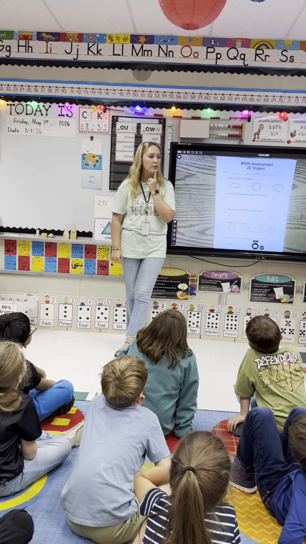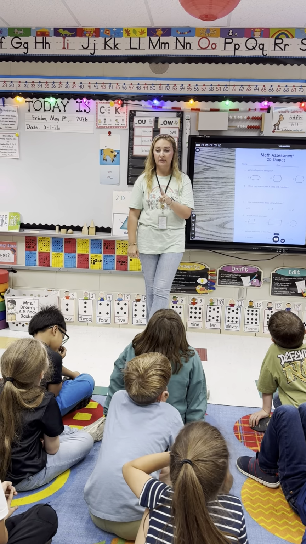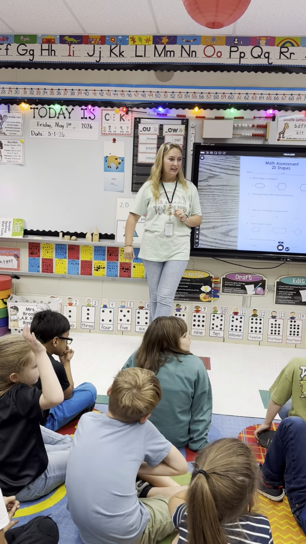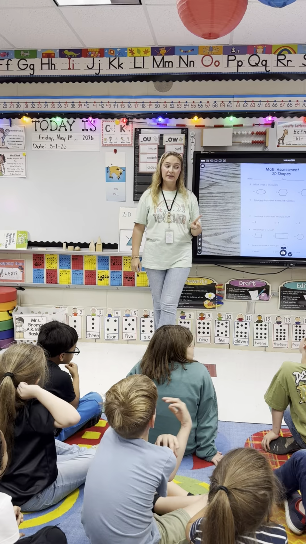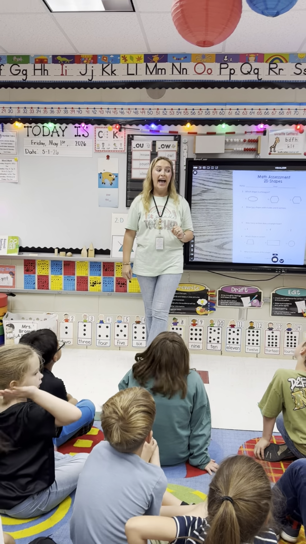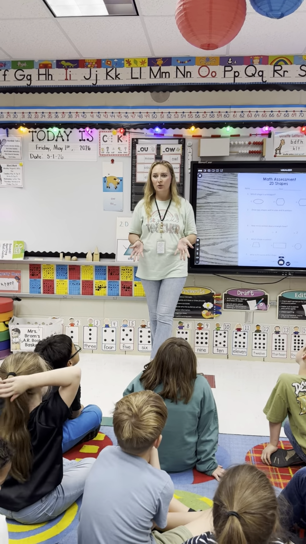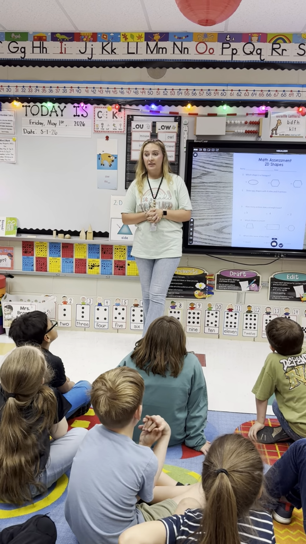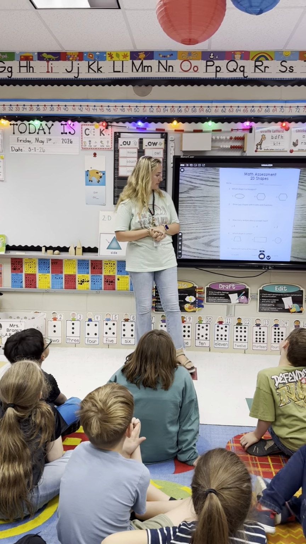Ooh, who remembers that big word vertices? We talked about it. What is the vertices, Jack? It's the sides and angle. Just not the sides, just the angles. Vertices and angles kind of mean the same thing. Vertices is a fancy word for angles, okay?